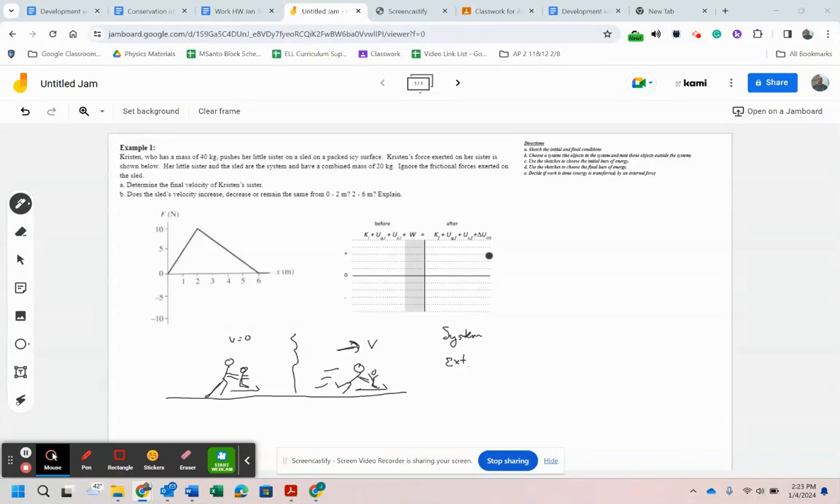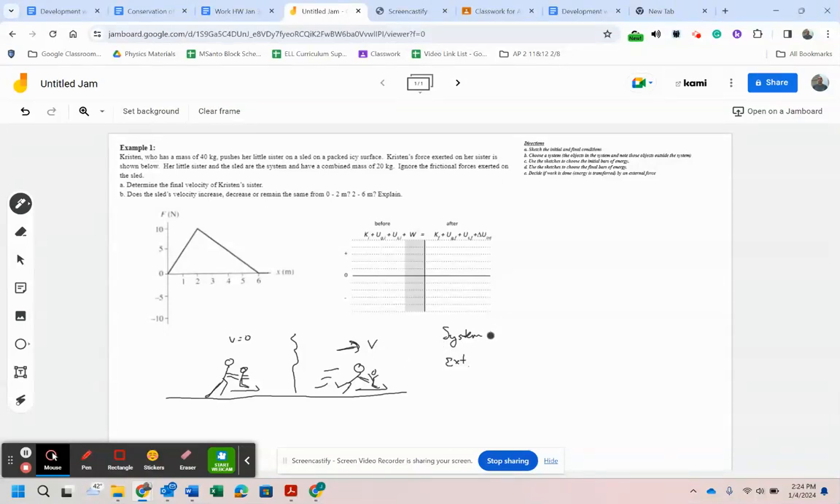So, a couple of assumptions we're going to make. The speed initially is 0. I know it doesn't say it, but it's implied, and we don't have enough other information to make any other conclusions. All right, our final state is after her pushing, when her sister is moving.